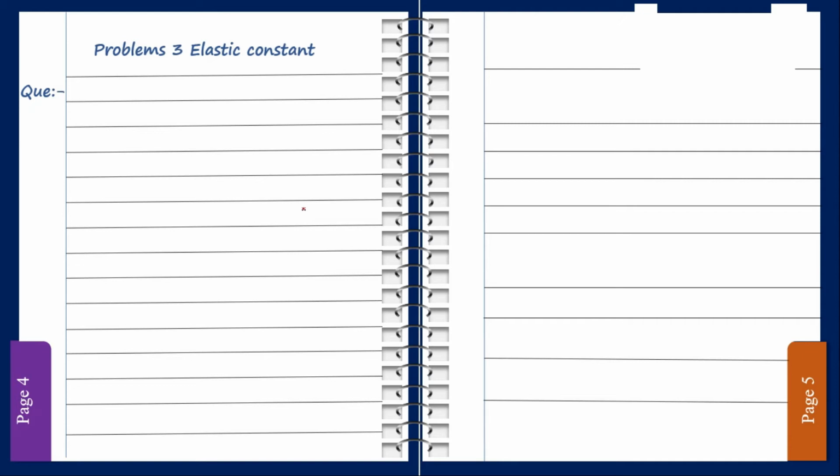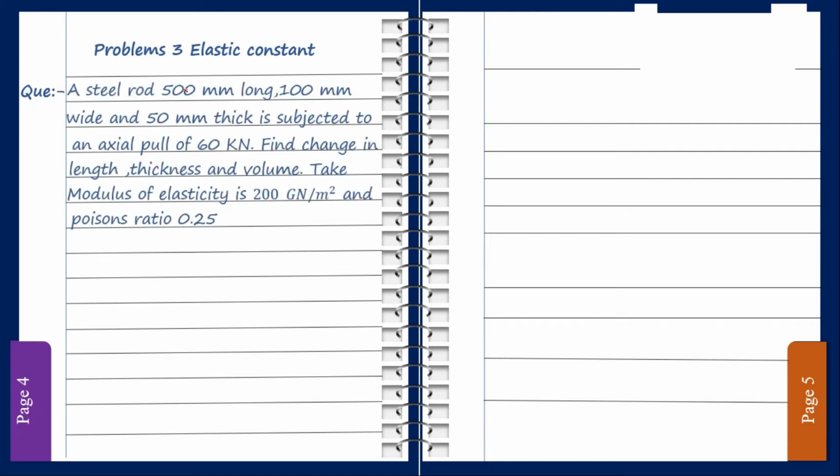Third problem is based on elastic constants. A steel rod 500 mm in length is given, 100 mm wide and 50 mm thick, subjected to an axial pull of 60 kN. Find the change in length, change in thickness and change in volume. Take modulus of elasticity 200 giganewton per meter square and Poisson's ratio 0.25. Let us move to the answer.